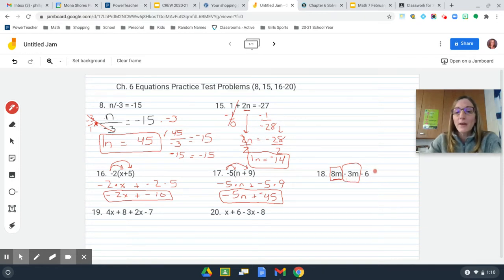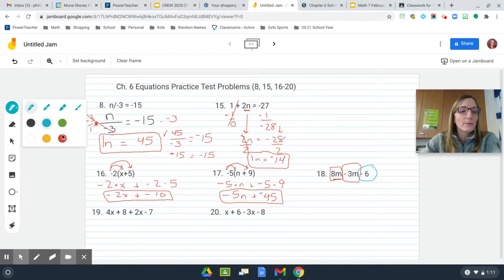Now I have this minus 6 here. So I'm going to use a different color, and I'm going to draw a circle around that. That is not a like term with the m variables. It's on its own. And so remember, we called that a constant. It doesn't have a variable. It stands by itself.